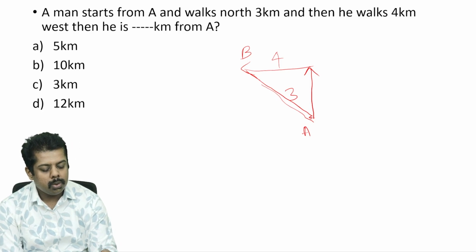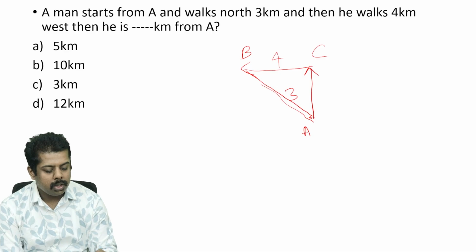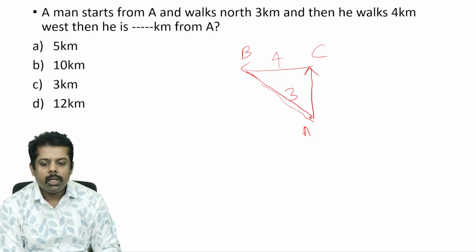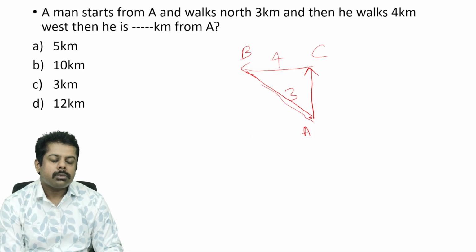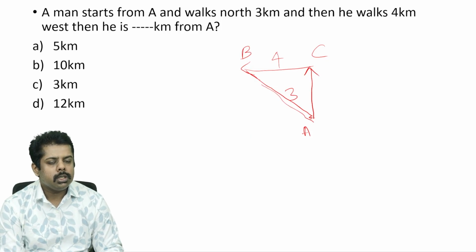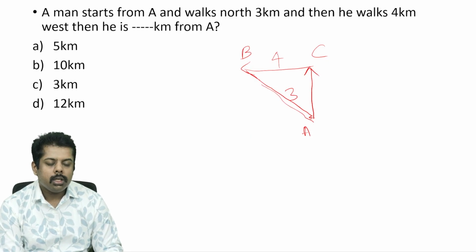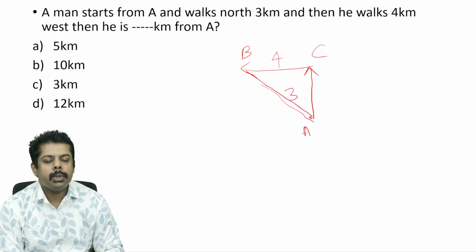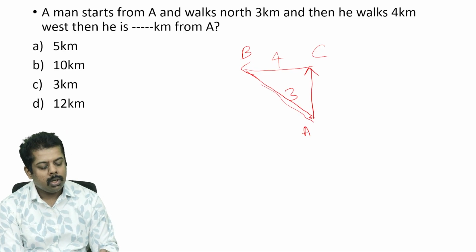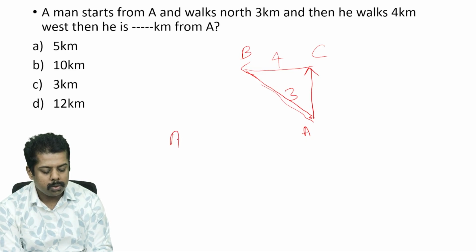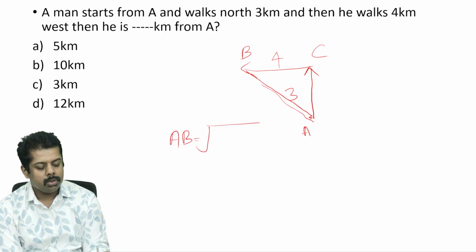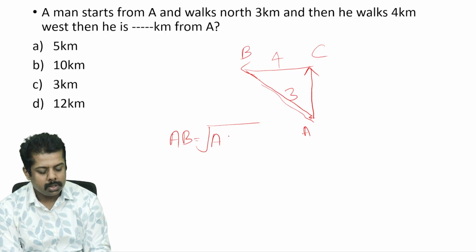Now, as we can see here, we have a right angle triangle. We can name it ACB or ABC. In a right angle triangle, the Pythagoras theorem always follows. Now we have to find AB. So AB will be equal to the root of AC square plus BC square.